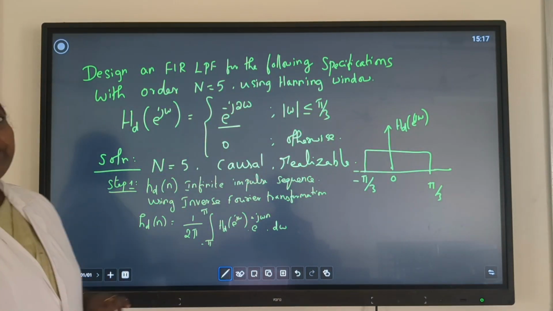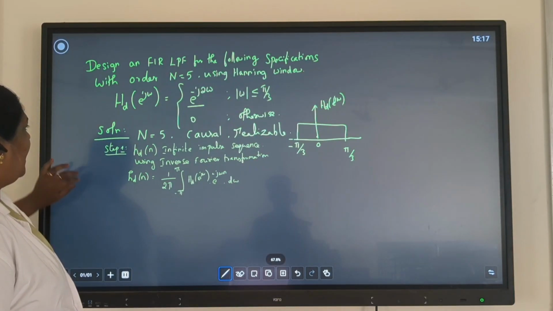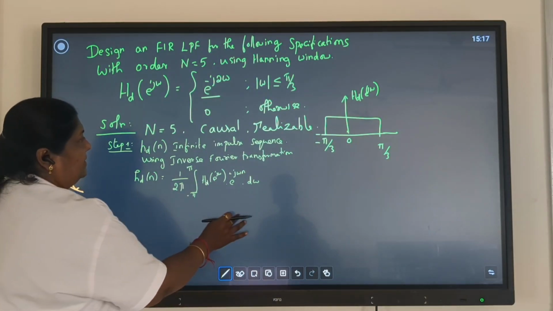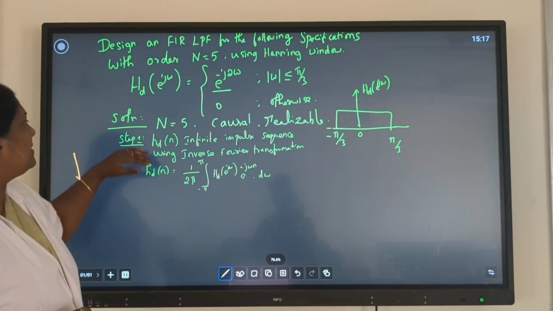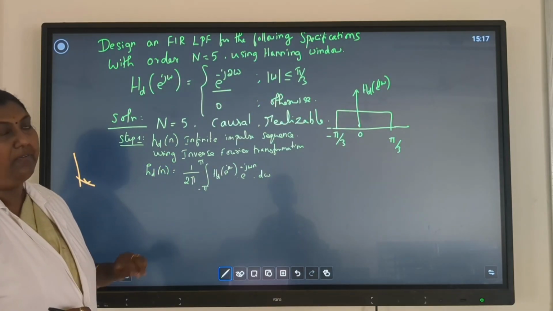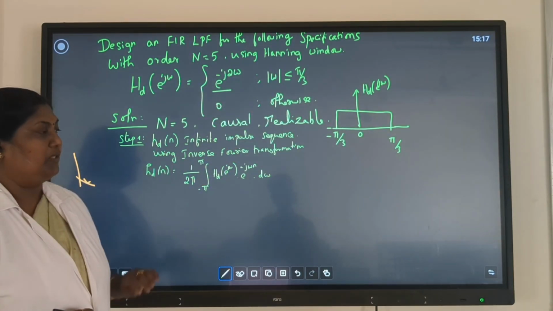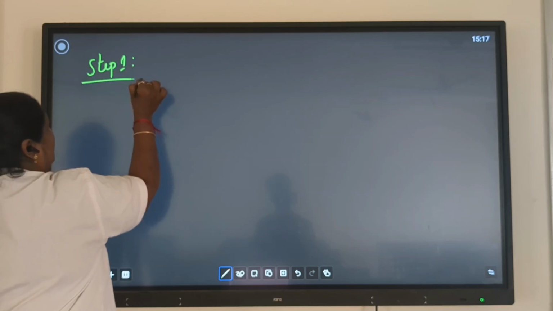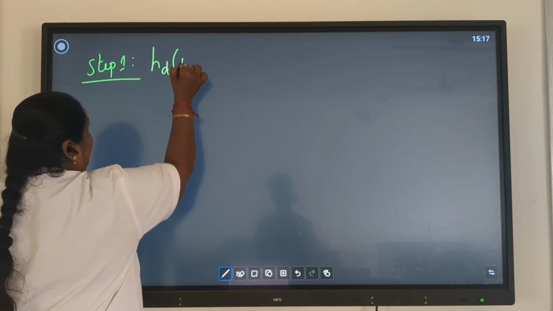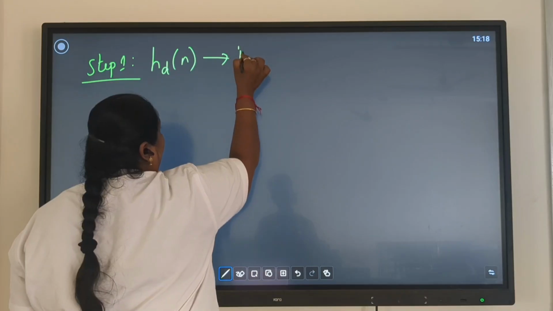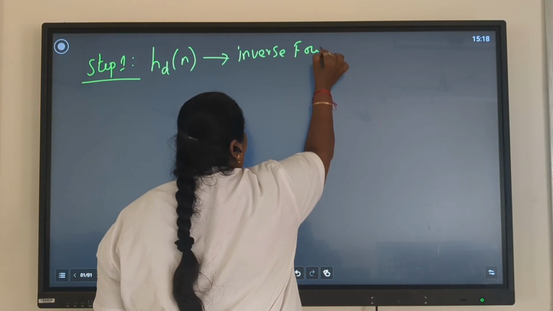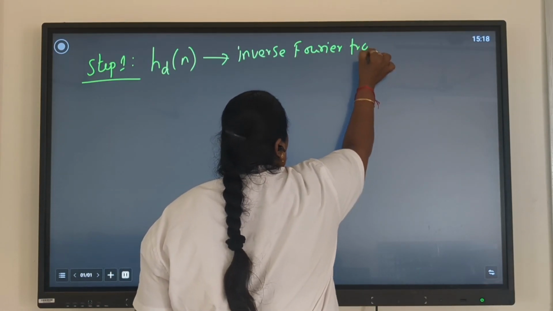So the first step we are going to do is find the infinite impulse sequence. That is, step 1 is HD of n, which we have to find using inverse Fourier transformation. So step 1 is: I am going to find small hd of n using inverse Fourier transformation.